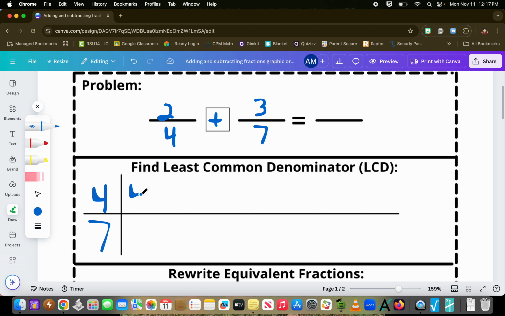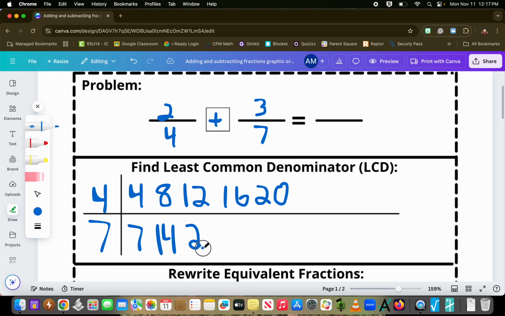So if I skip count by 4, I've got 4, 8, 12, 16, and 20. Now I'm going to skip count by 7 to see if we can find a common denominator in the first 5 here. So 7, 14, 21, 28, and 35.